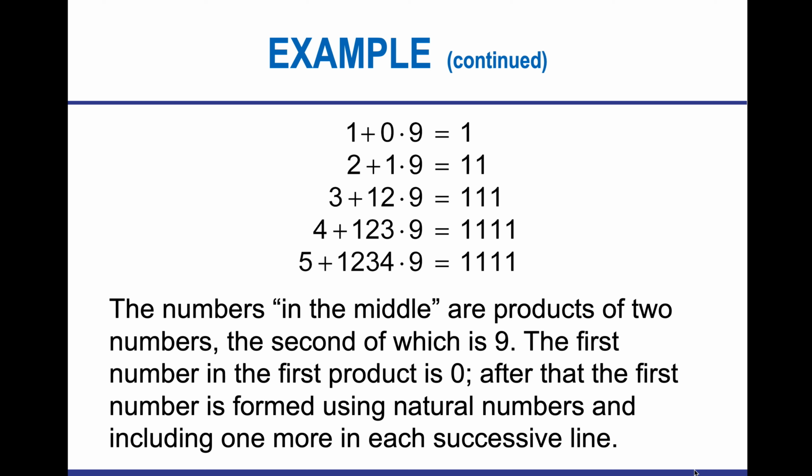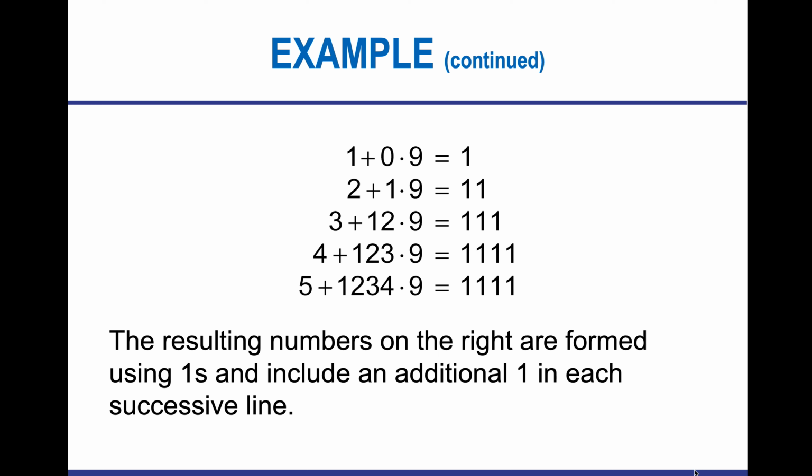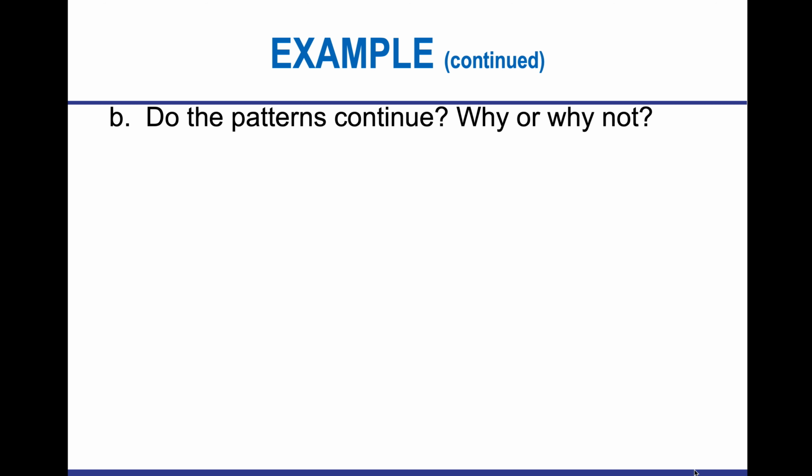The numbers in the middle could also be seen as the products of the two numbers, the second side of which is 9. So the first number has a product of 0, the second number has a product of 9, and so on in succession. The resulting numbers on the right are going to be formed using ones and have one additional 1 in each successive line. So those are all different patterns that I can get from looking at this one image.